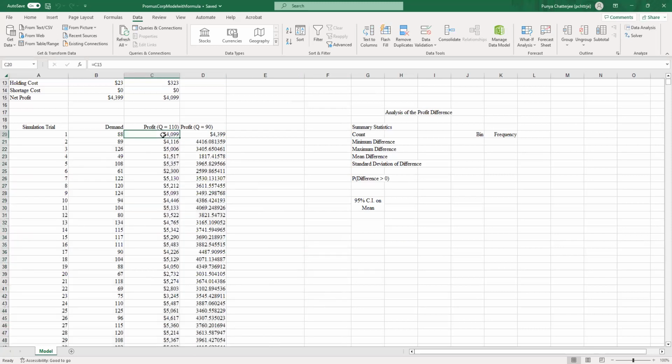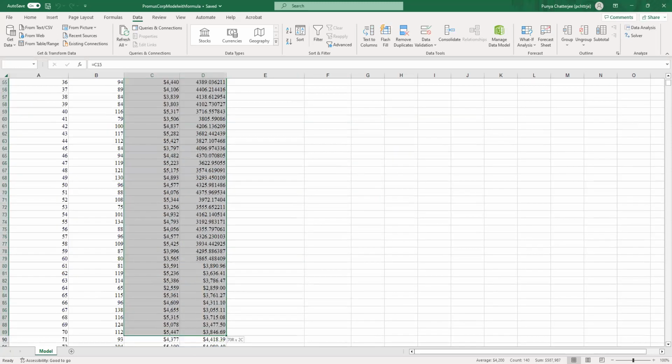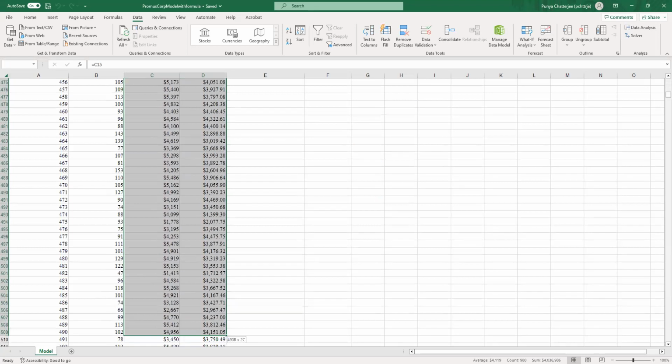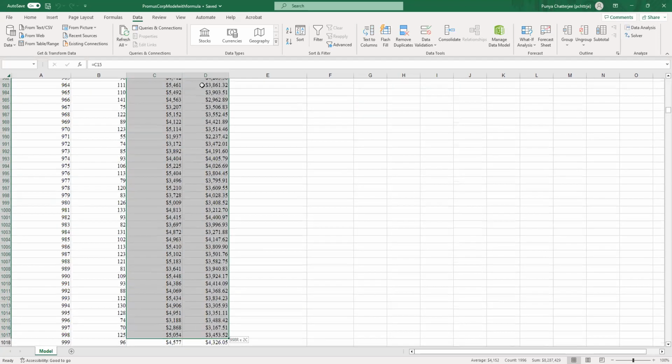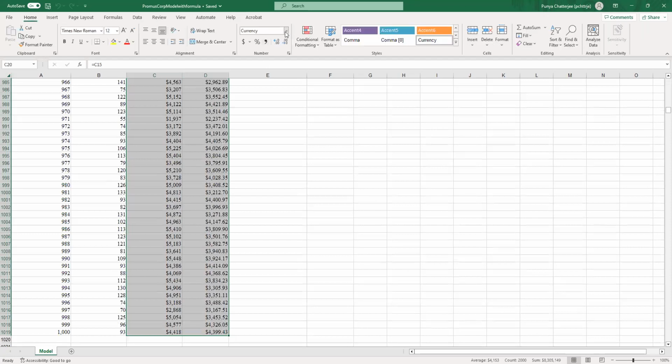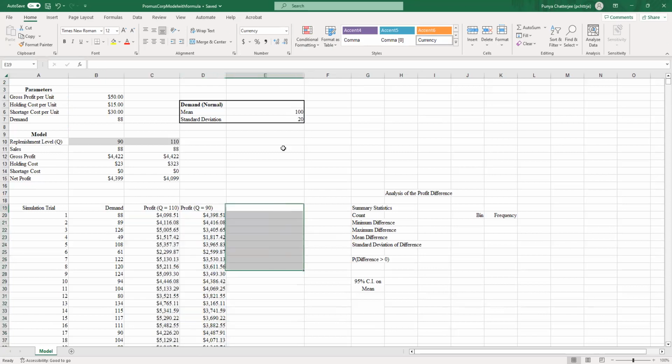And just to be consistent, I'm going to make all of this a dollar sign. I think some of them aren't. So I'm just going to select all of them and then go to Home and choose Currency. Okay. All right. So now we have 1000 simulations of profit if the replenishment level is 110, and the same for profit if the replenishment level is 90.